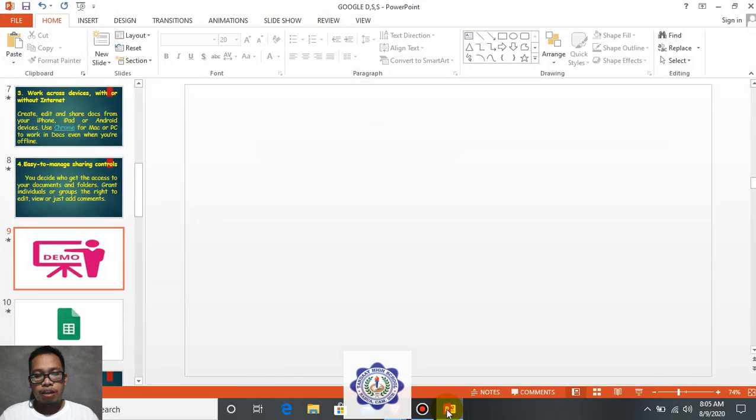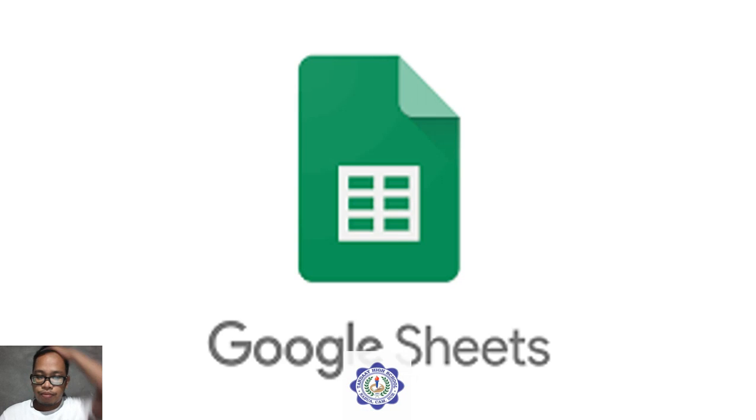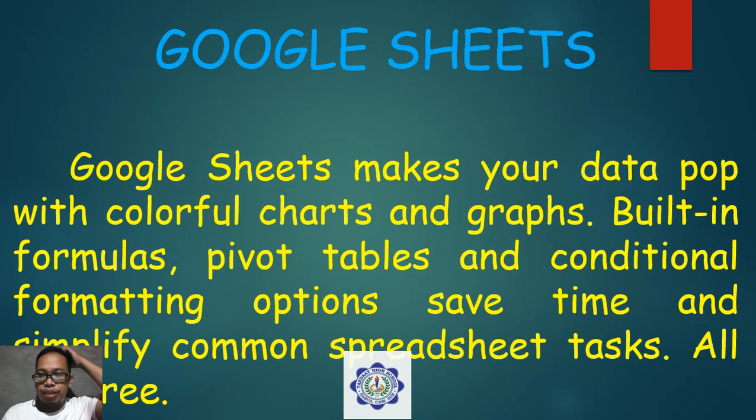The next is all about the Google Sheets. Okay. So, in Google Sheets, Google Sheets makes your data pop with colorful charts and graphs. Built-in formulas, pivot tables, and conditional formatting options save time and simplify common spreadsheet tasks. All this free. So all this free, but we will use the internet connection.